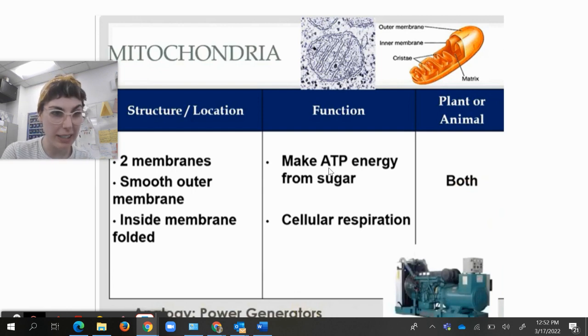That process that I'm talking about, where we take food energy and convert it into energy our body can use, that's called cellular respiration. And it's the mitochondria that does all of that. We will find the mitochondria in both plant and animal cells because both of those types of organisms need energy. The analogy would be that it would be the power generator for the company.